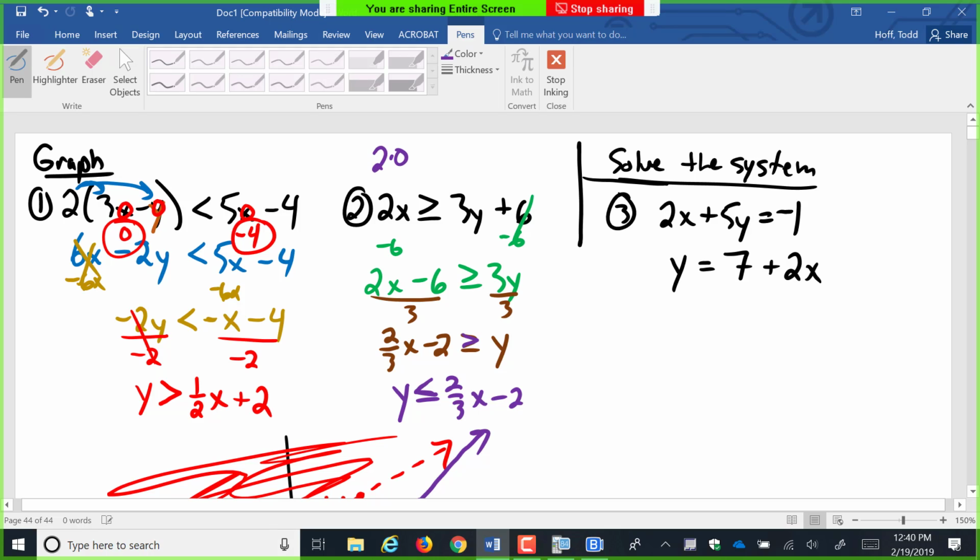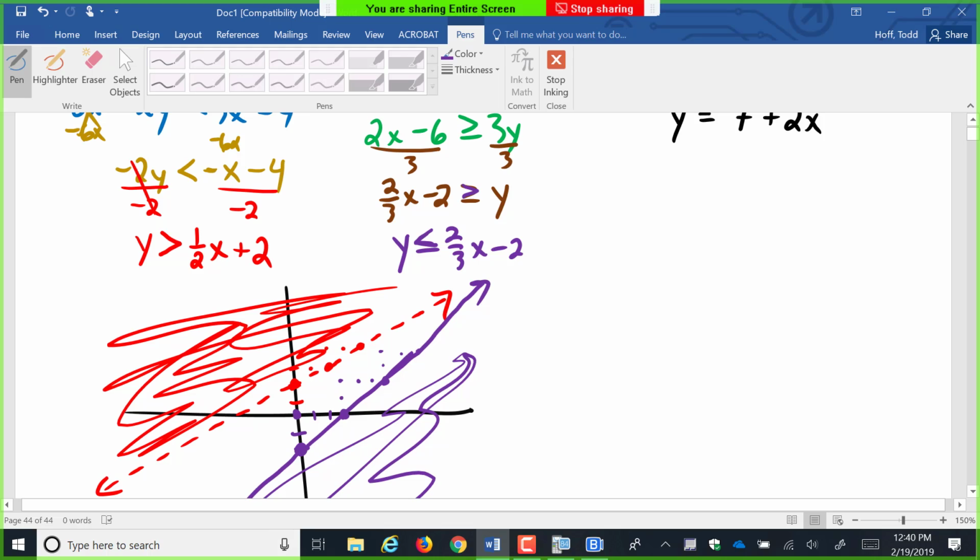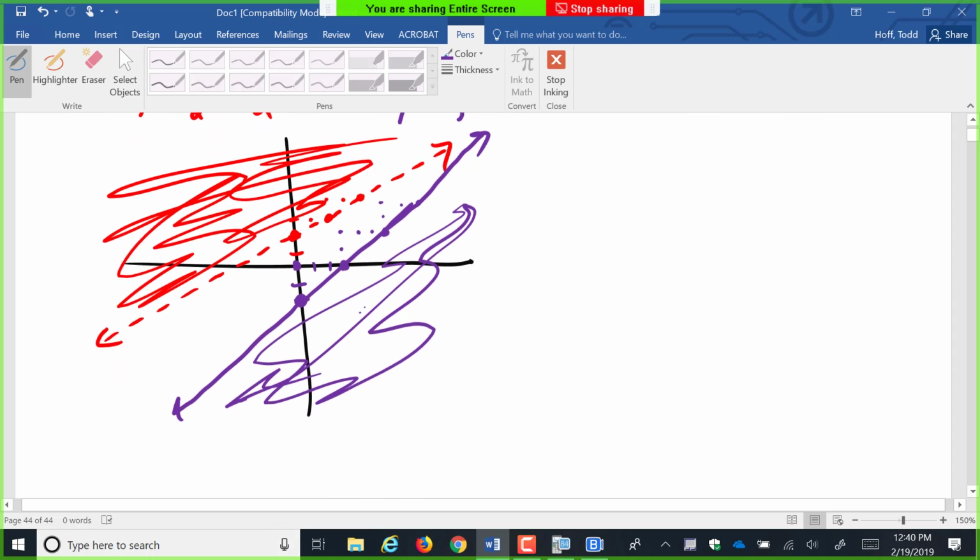So 2 times 0, that's just going to be 0 on the left side. Is that greater than 3 times 0, which is just 0, plus 6, which is just 6? Is 0 greater than or equal to 6? No, that's false. So that tells us that that dot is in a false region. So 0, 0 is not correct. So we did shade the correct side by shading the opposite side, or the lower side, of that.